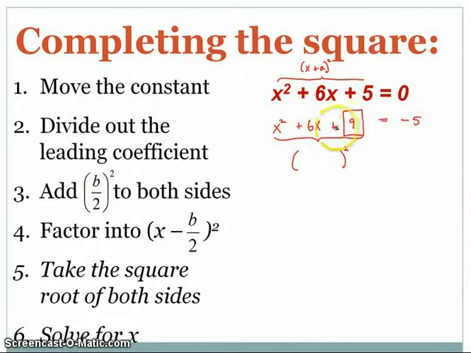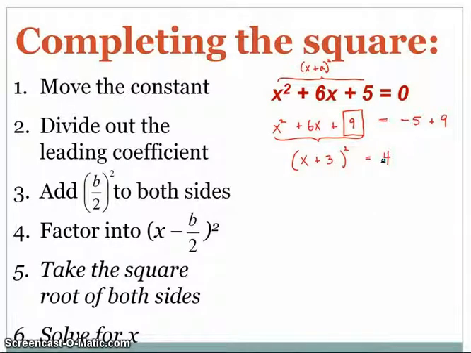Now if I add 9 to this side of the equation, I have to add 9 over here. Okay, so far so good. Now I've got x squared plus 6x plus 9. If you don't already recognize this, it's a perfect trinomial square, which is (x plus 3) squared. So I've achieved my goal. I've made the left side of the equation a perfect square. On the other side I have 4.